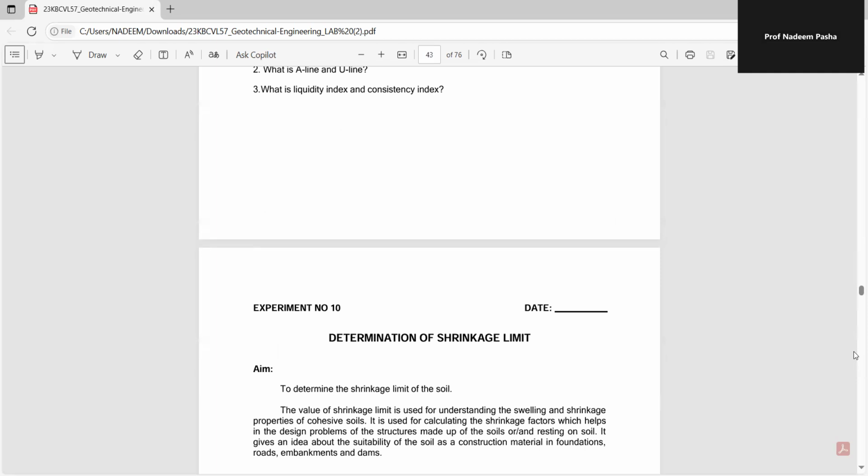So one more experiment we will show today. It is the determination of shrinkage limit. It is somewhat of a lengthy experiment. The aim is to determine the shrinkage limit of soil. The value of shrinkage limit is used for understanding the swelling and shrinkage properties of expansive soil. It is used for calculating the shrinkage factor, which helps in the design of structures. It gives an idea about the suitability of the soil as a construction material in foundations, roads, embankments, and dams.